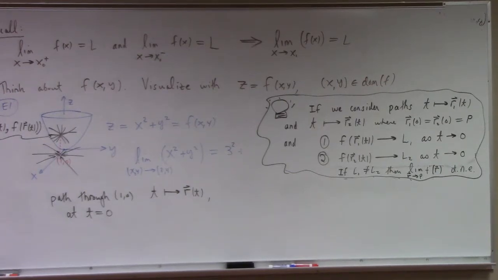The thing is, if you think about path limits in the one-dimensional sense, there's only two paths to go on: a path from the left and a path from the right. That's the only way. But if we think about a two or higher dimensional limit, we can approach that limiting point from many, many different paths.